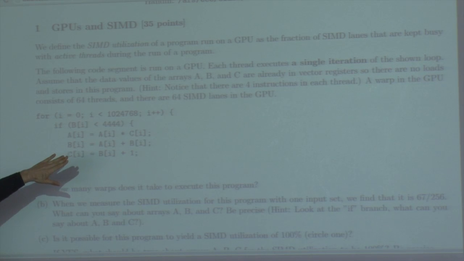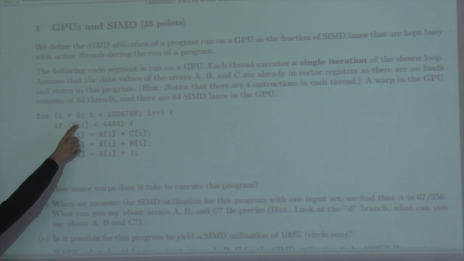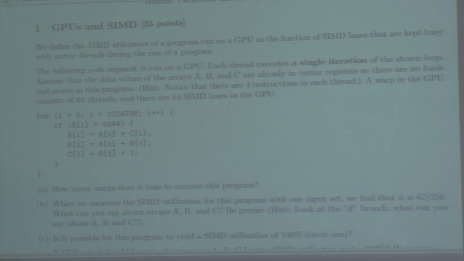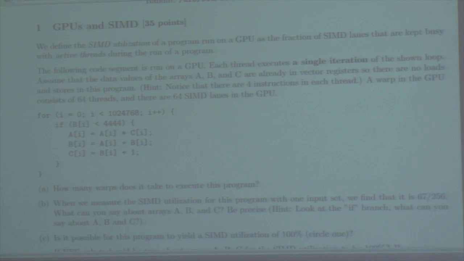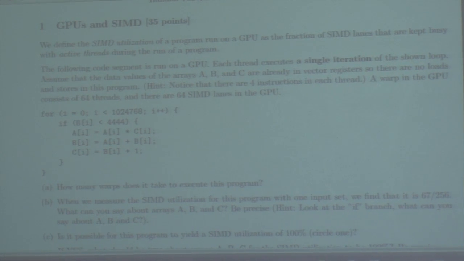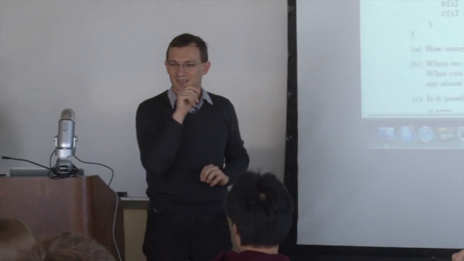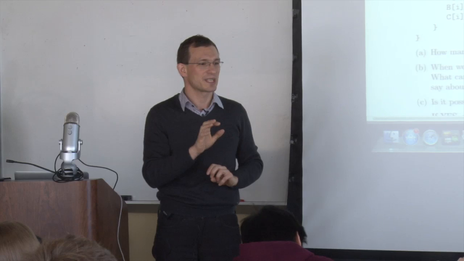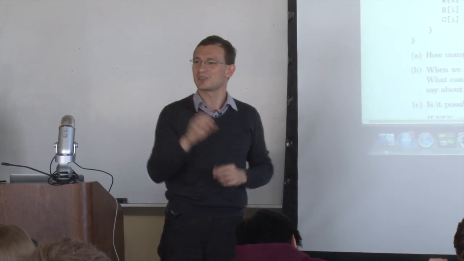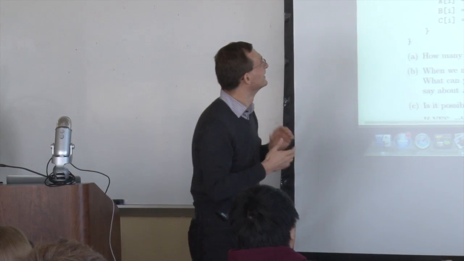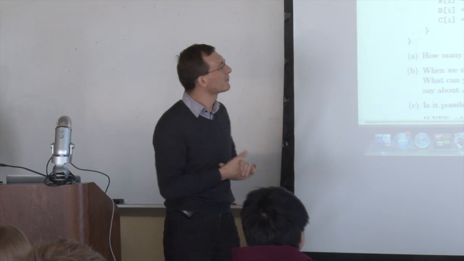Notice that there are 4 instructions in each thread. That's the hint. And what are those 4 instructions? 1, 2, 3, 4. We assume that each of these 4 instructions takes the same number of cycles to evaluate. I don't think you need that information to answer this question. The question will not ask you for a number of cycles, unless you've changed the question significantly.